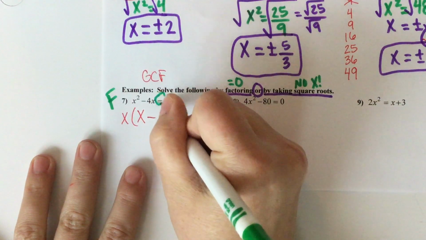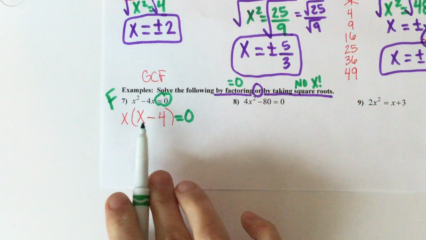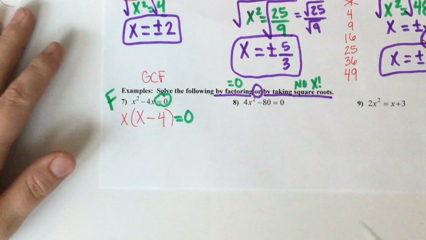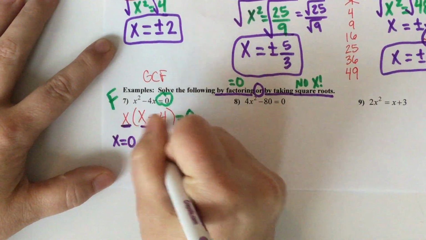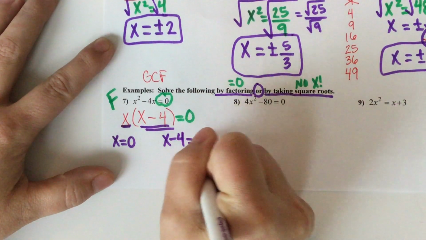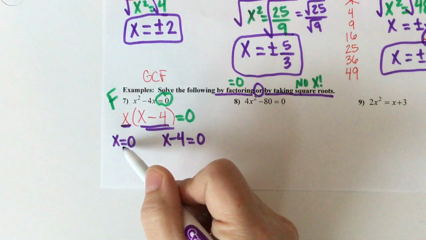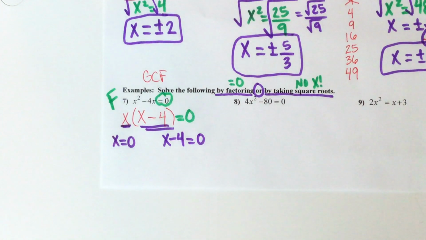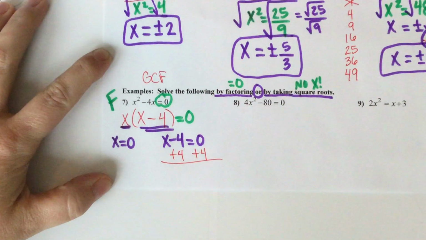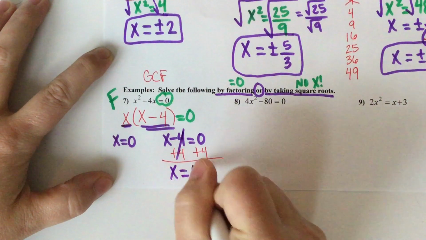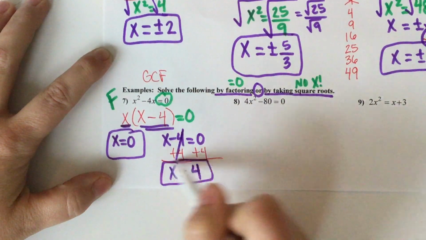So now I'm going to bring down my equals 0, and I'm going to solve. Remember, when something times something equals 0, it's either because this first number, x, is 0, or it's because this second number, x minus 4, is 0. And then I just solve these two equations. This equation's already solved for because x is by itself. To solve this equation, I would get rid of subtraction of 4 by adding 4. And what would that give you for an answer? A positive 4. So my answer is 0 and 4.